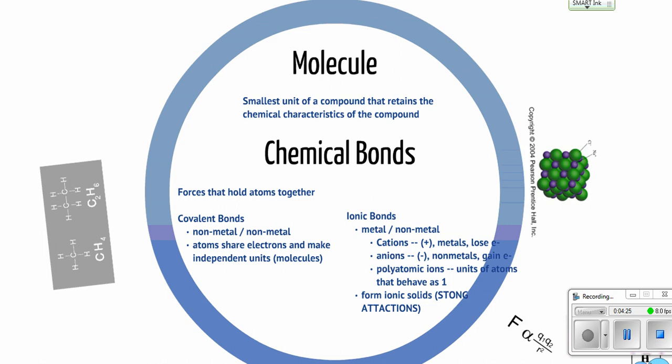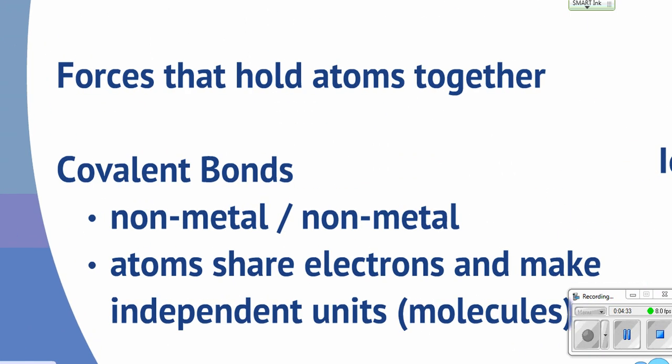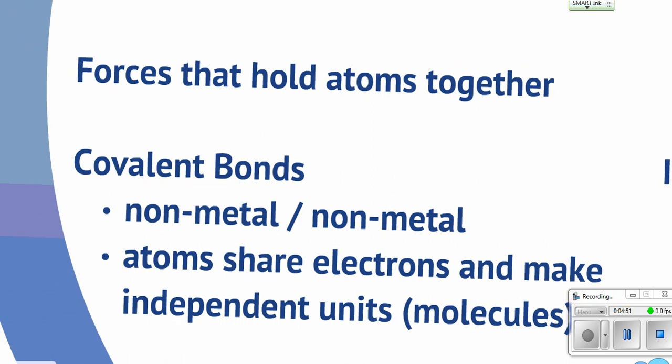The weaker of these two is covalent bonds. A covalent bond is when a metal and a nonmetal form a bond, and they share electrons. This sharing makes these independent units called molecules. You can write a chemical bond in either a molecular or structural formula.